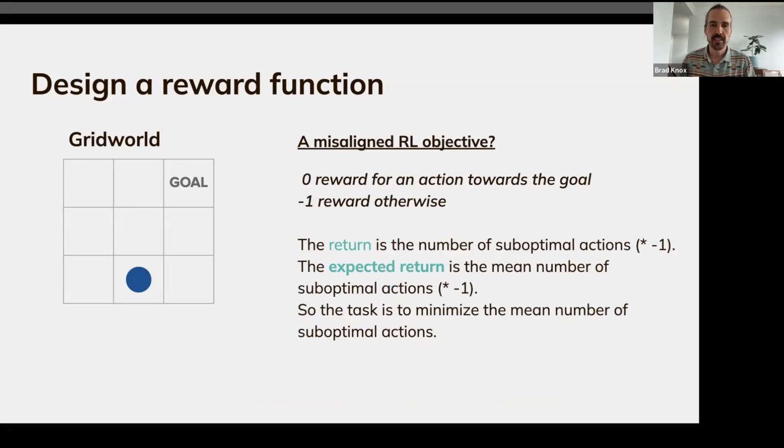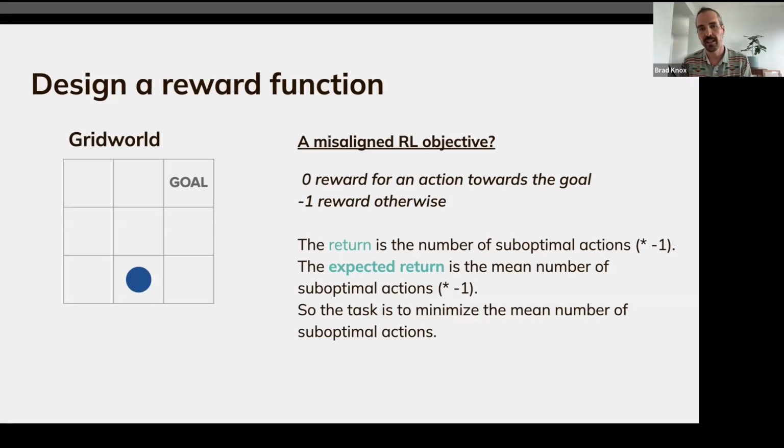It's 0 reward for any action that moves towards the goal and negative reward otherwise. So now we're just going to penalize actions that don't get you to the goal. Skipping to the end, what this translates to is the task of minimizing the mean number of suboptimal actions, where I'm using suboptimal to refer to the original aligned task, but actions that don't move towards the goal. And you might notice that the task definition includes having already solved the task.